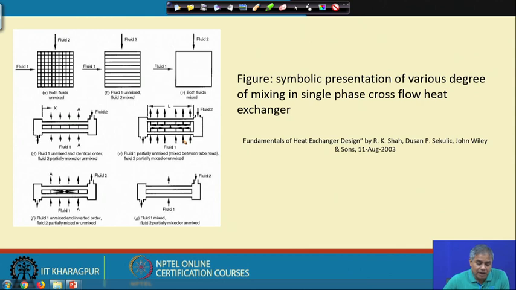Then in another figure, if we see here, fluid 1, which typically could be a gas, is entering, and then the gas streams, after passing across the first tube, are mixing together, and then it is going here and passing through the second tube. So, fluid 1 is partially unmixed. Okay. The mixing takes place only between the tube rows, and fluid 2 is, just like before, partially mixed or unmixed.